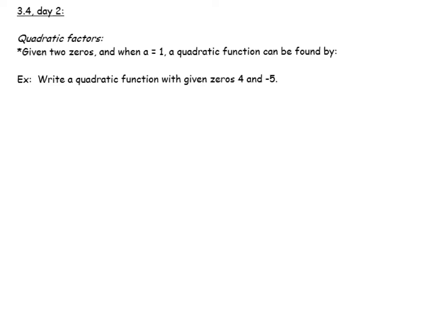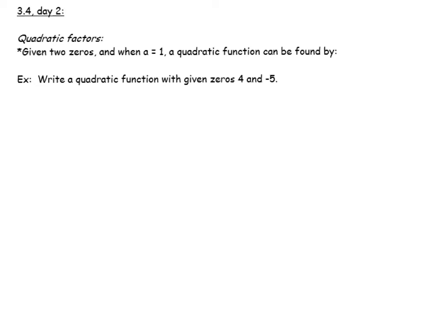All right, here's 3.4, day 2. We're going to do the opposite of what we did in day 1. What I mean by that is, for the most part in day 1, we said, hey, here's a polynomial, let's go find some zeros. This is the opposite: here are some zeros, what possible polynomial would have those zeros?